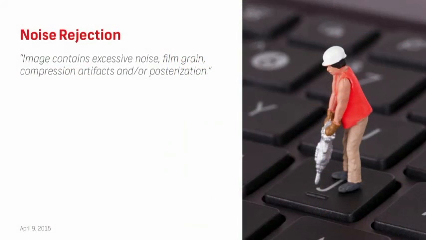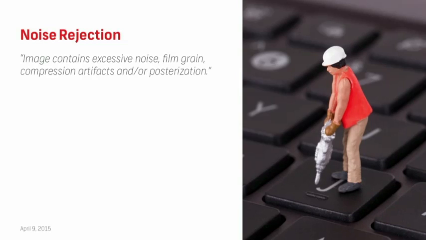All right, the next rejection reason I want to highlight is the noise rejection reason. So the noise rejection reason description states, the image contains excessive noise, film grain, compression artifacts, and/or posterization. So let me break down those things and tell you a little bit about what those mean.